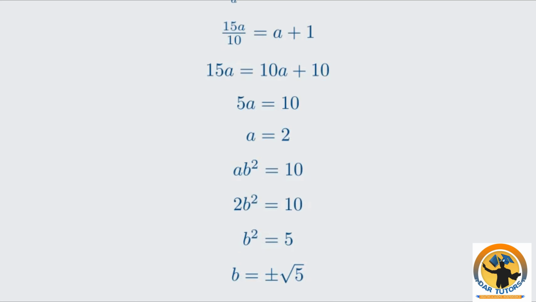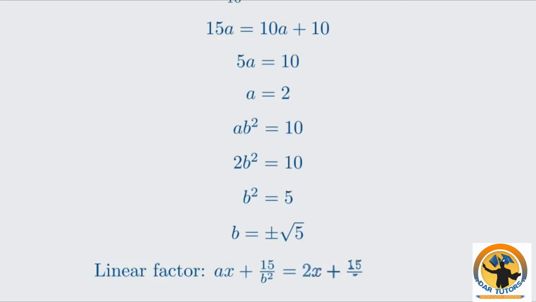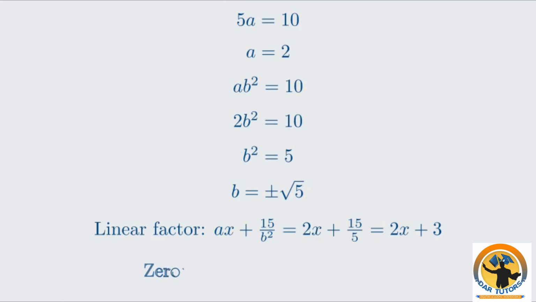This means b equals plus or minus the square root of 5. We have found a equals 2. The purely imaginary zeros are plus or minus i times the square root of 5. The linear factor was cx plus d, which is ax plus 15 over b squared. Substituting our values, the linear factor is 2x plus 15 over 5, which is 2x plus 3. The zero of this factor is negative 3 over 2.